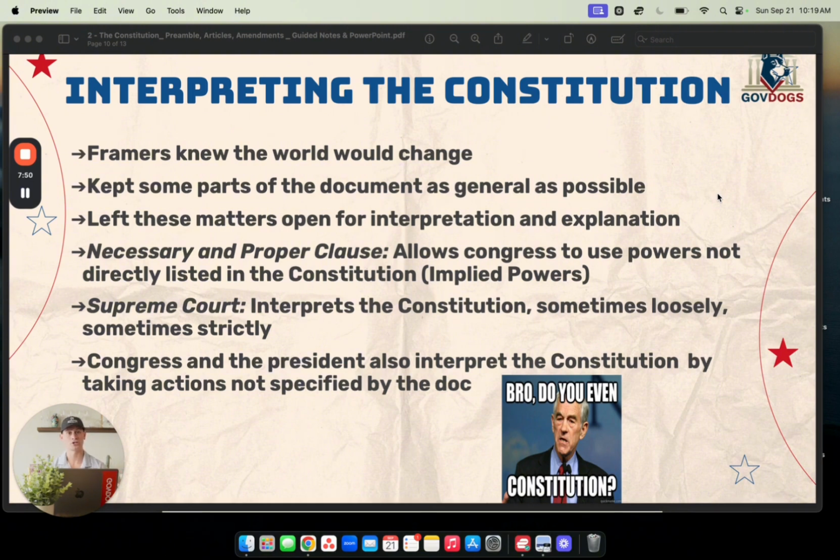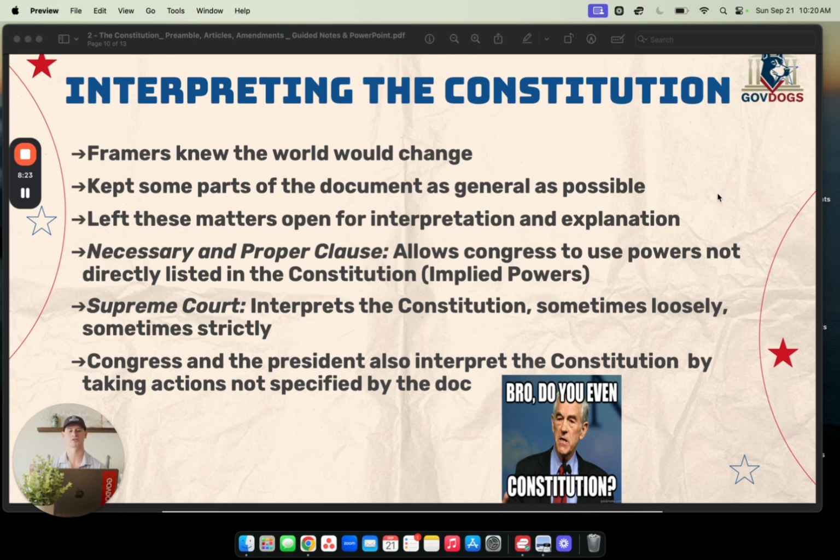Now, implied powers help Congress carry out their expressed powers. An example of an expressed power is to raise a military. Congress has the power to raise a military. Now, it's implied, it's not stated, but it's implied that in order to do that, Congress needs things like aircraft carriers and fighter jets. Now, does it say anything in the Constitution about aircraft carriers and fighter jets? Absolutely not, because they didn't exist when the document was written. But it's implied. If you want a strong army, you're going to need those types of technologies.